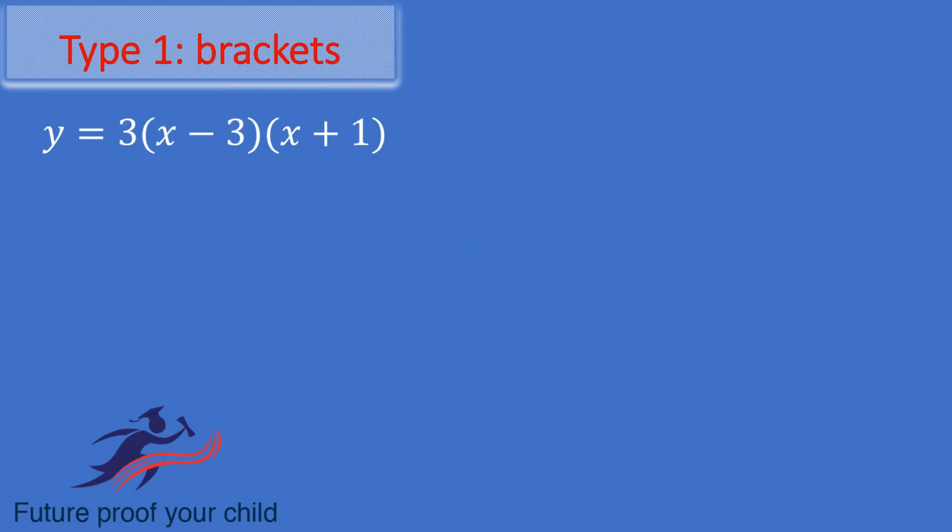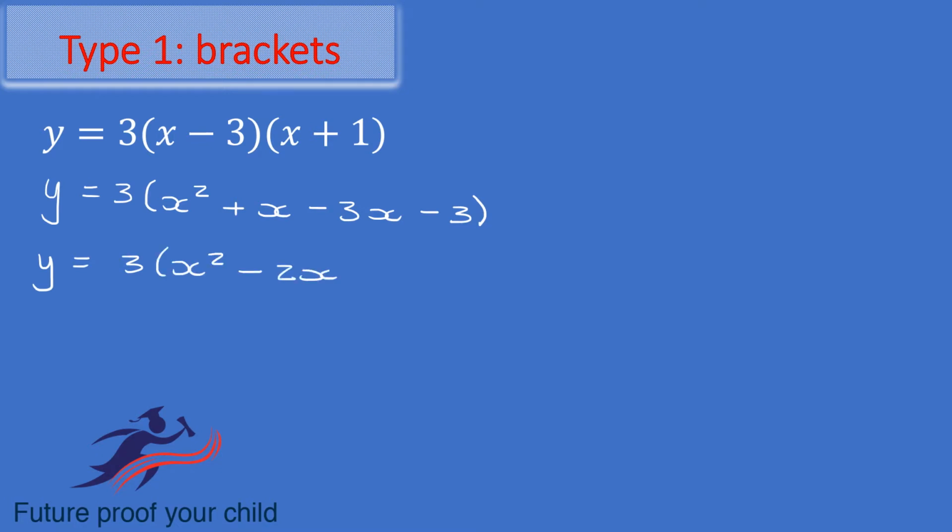So the first type of question we're going to do is one with brackets. You need to get rid of the brackets first. So we write y equals 3. We do FOIL: x times x is x squared, x times 1 is 1x, negative 3 times x is negative 3x, and negative 3 times 1 is negative 3. I then have y equals 3, x squared minus 2x minus 3. We distribute the 3 into the bracket, so we get 3x squared minus 6x minus 9.